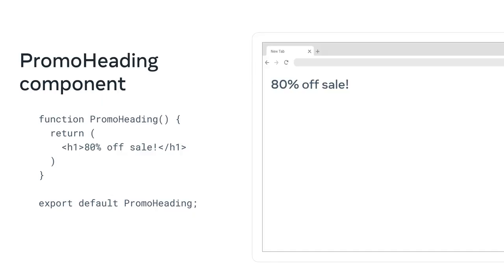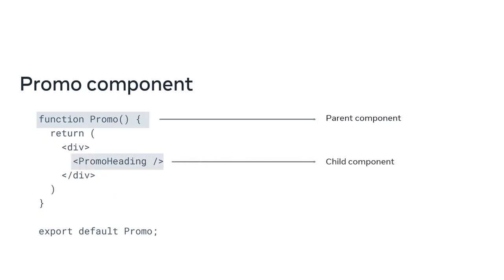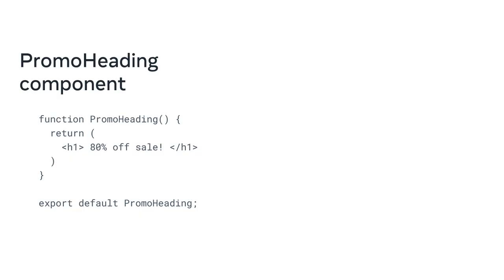80% off sale. In this example, the promo component is known as a parent component, and the component it renders, promo heading, is referred to as the child component. Now let's say that the discount increases to 99% off, and you need to update the code to reflect this. One approach is to update the text inside of the h1 tags in the promo details component. That's a quick fix because there is only one change to deal with.